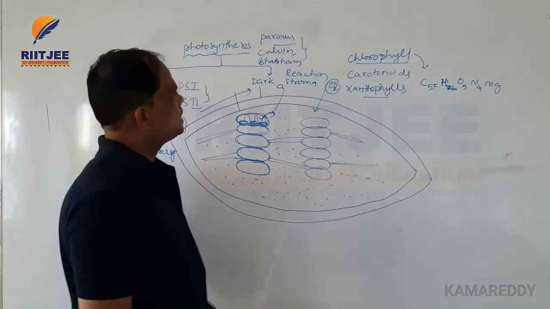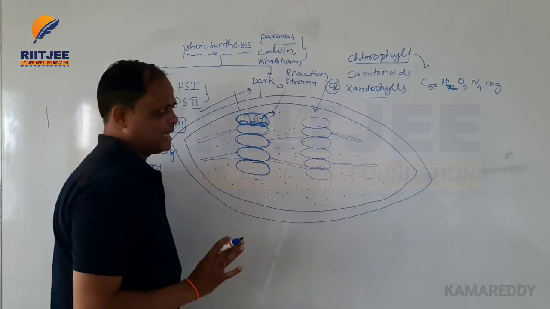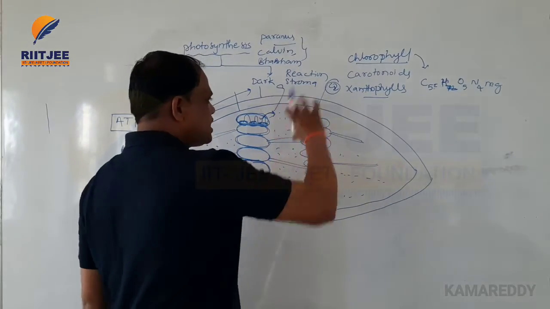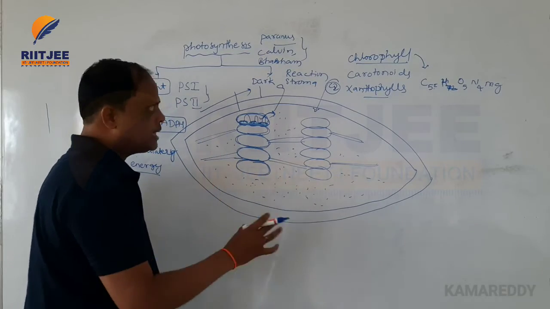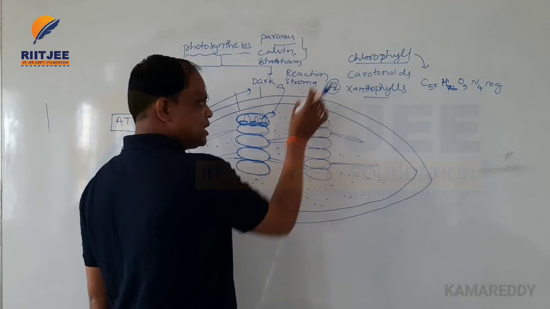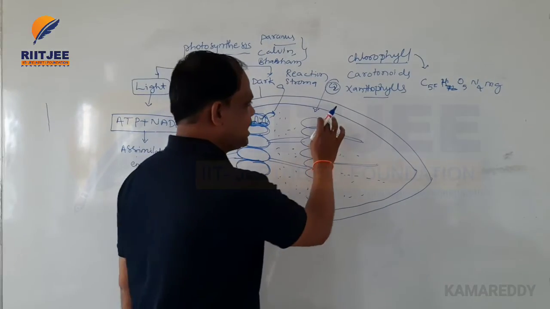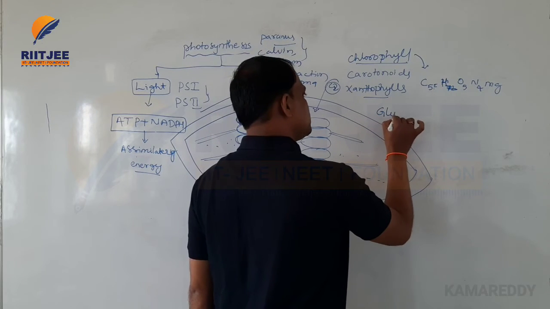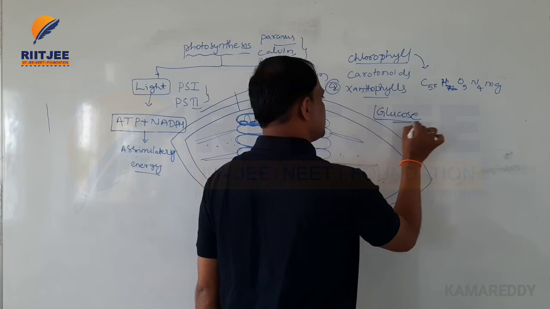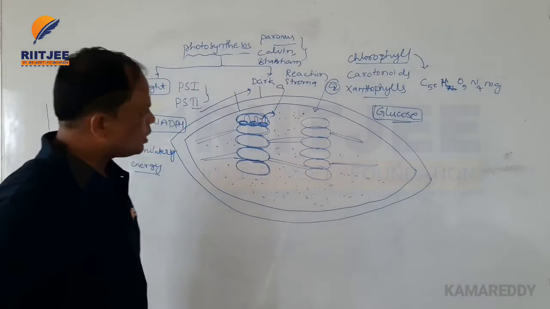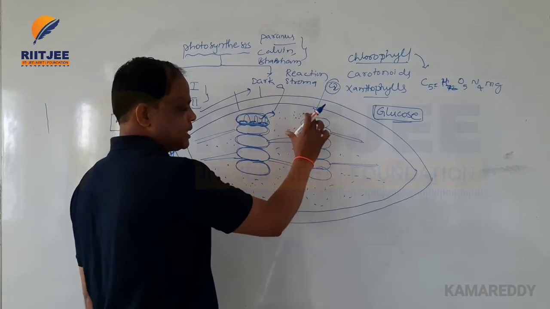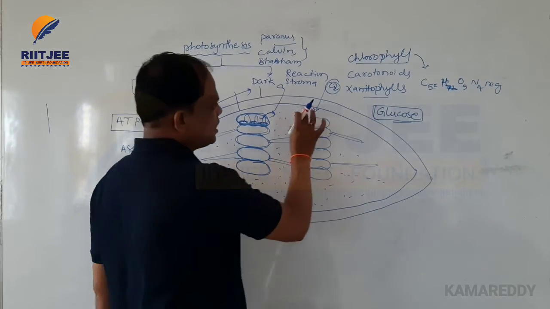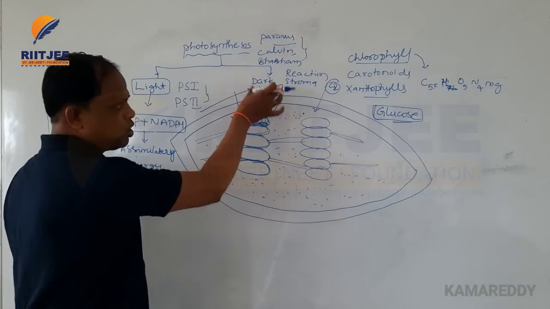Because of this, it is also called the Calvin cycle, or C3 cycle. Here, utilizing ATP and NADPH and the fixed CO2, the final product released is glucose inside the stroma. This is the final byproduct. So inside the stroma the dark reaction takes place. This is the process of dark reaction.